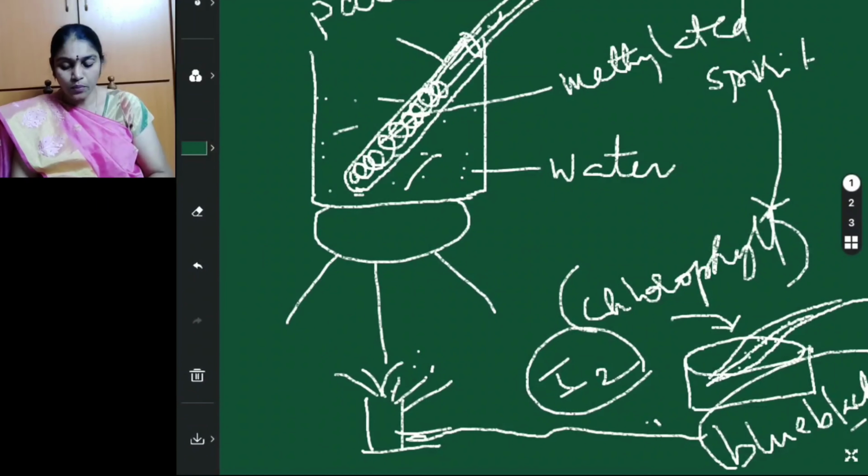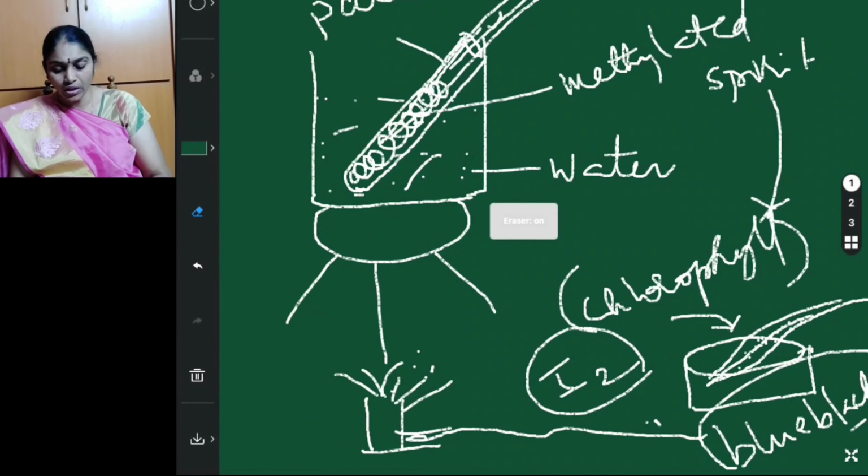So by this experiment we can say that photosynthesis will help the plants to make food and store it in its parts like leaves. This is the experiment which will prove it.